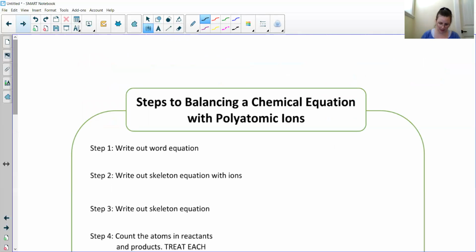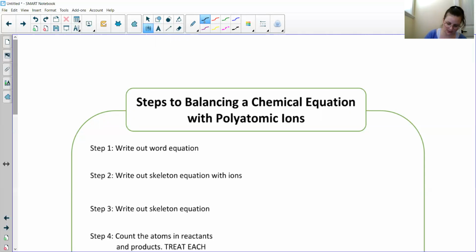So I'm going to quickly go over how to balance the ones with polyatomic ions. So I'm going to say the reaction out loud. I'm going to write it out in word form. I'm then going to write it out in skeleton form. And then I'm going to balance it, right?